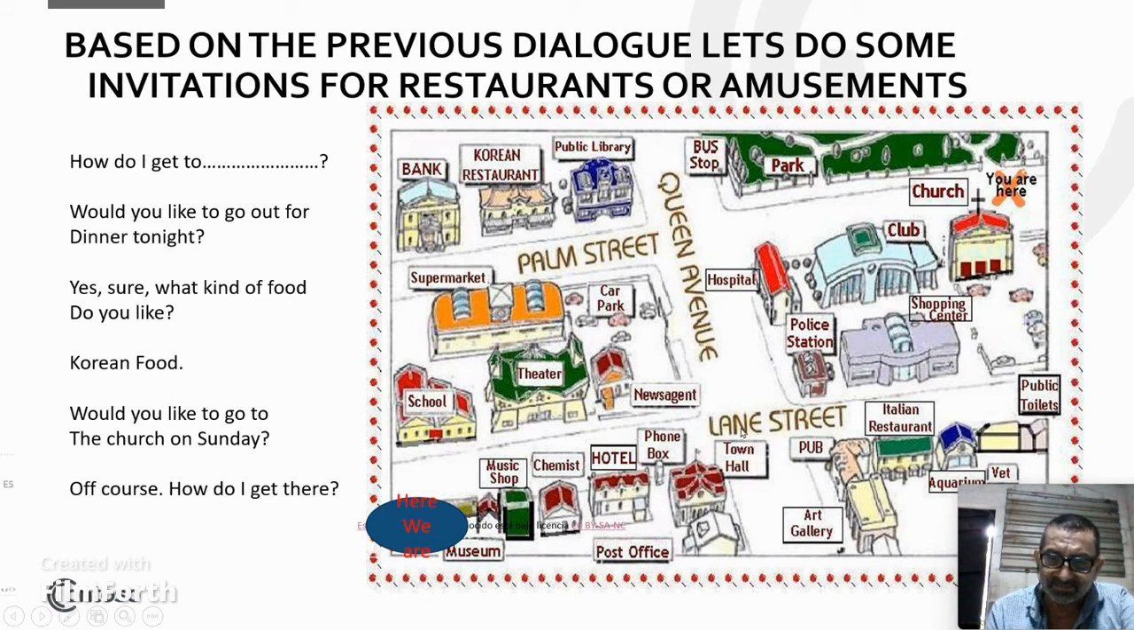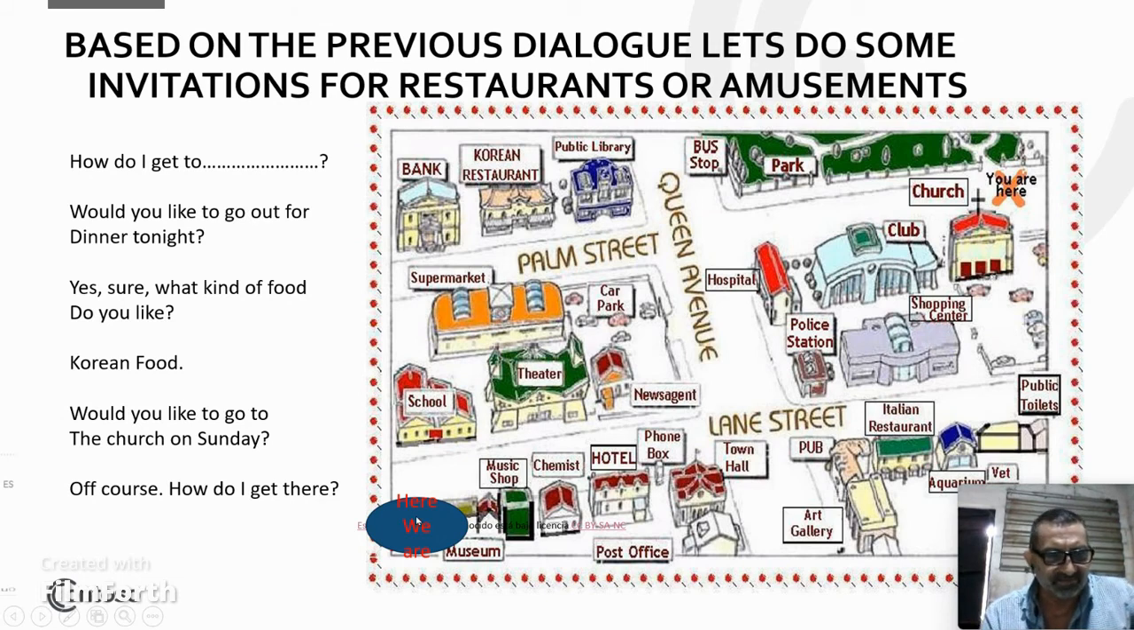Go up Lane Street, make a left on Queen Avenue, and then a left again on Palm Street. And right in front of or across from the supermarket, you will find the Korean restaurant. Let's go back and please write the sentence down. How do I get to the Korean restaurant? So the answer is you go up Lane Street, make a left on Queen Avenue, make a left again on Palm Street, and drive across to the supermarket. You will find the Korean restaurant. Great! It's easier to take her to the Italian restaurant because it's straight, going or walking up Lane Street. You get to the Italian restaurant right here.